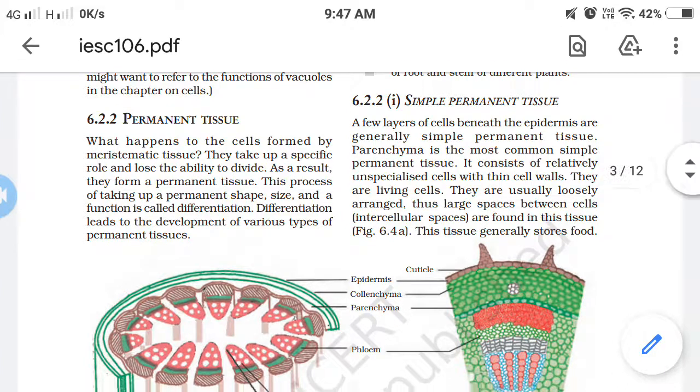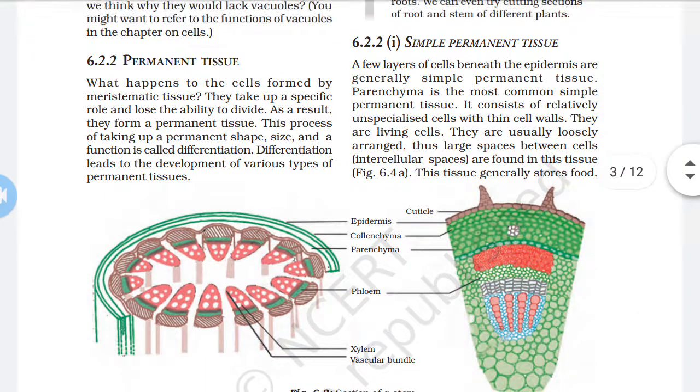Okay, in the morning session we discussed chapter number 6, that is permanent tissue. In permanent tissue, when meristematic tissue grows and takes a specific role, it loses the ability to divide and thus becomes permanent. The process of taking a permanent shape, permanent size and permanent function is known as differentiation. By differentiation of meristematic tissue, permanent tissues are formed.